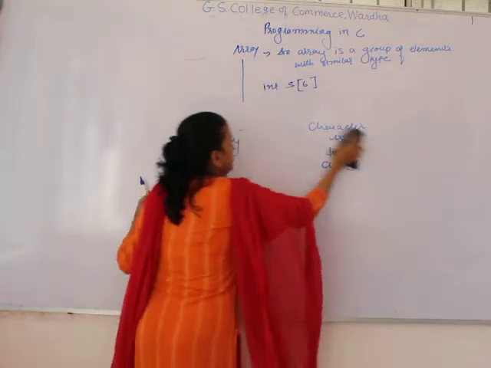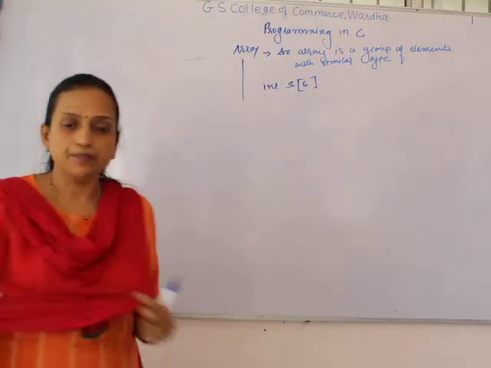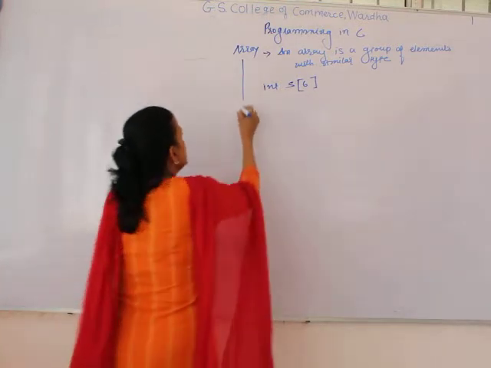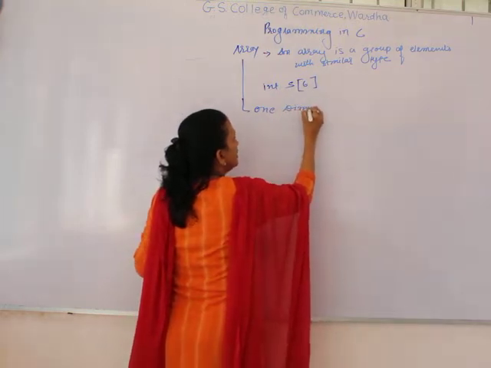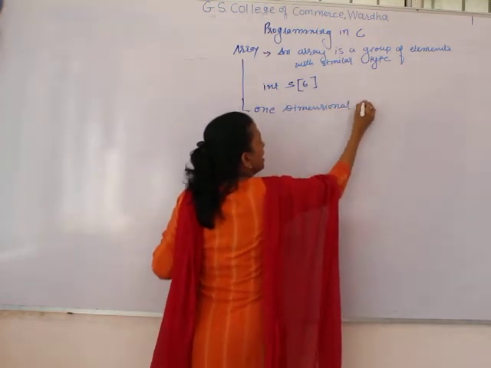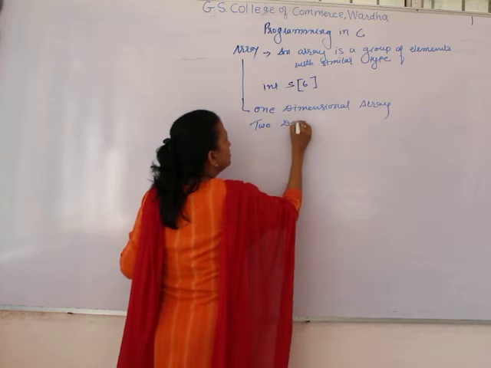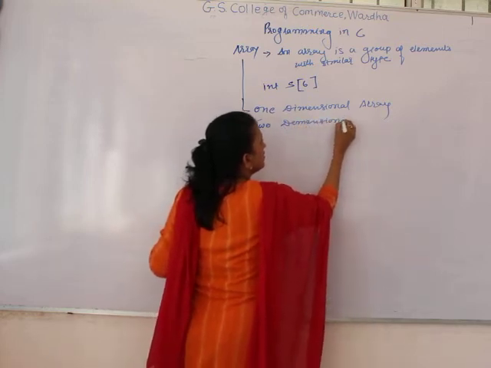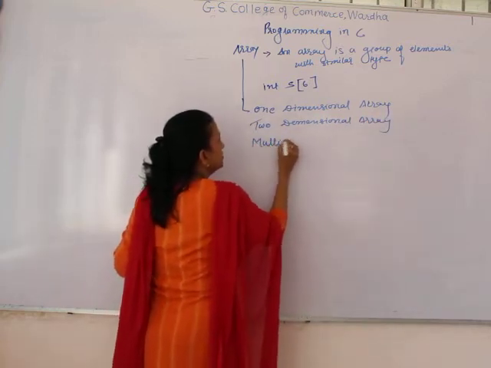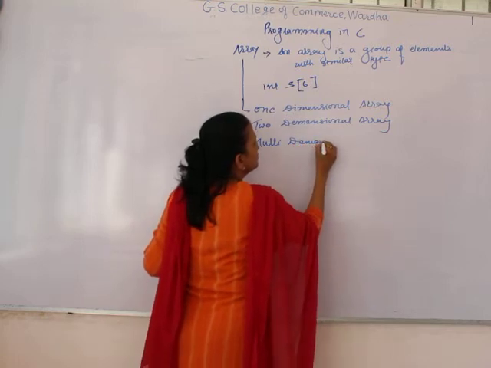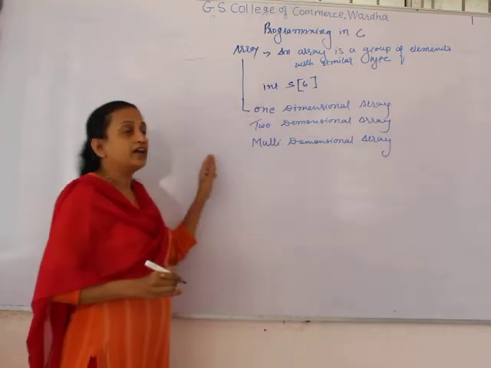Now we will see the types of array. In C there are 3 types of array. First is the one dimensional array. Second is the two-dimensional array. And the third type is the multi-dimensional array. So there are 3 types of array.